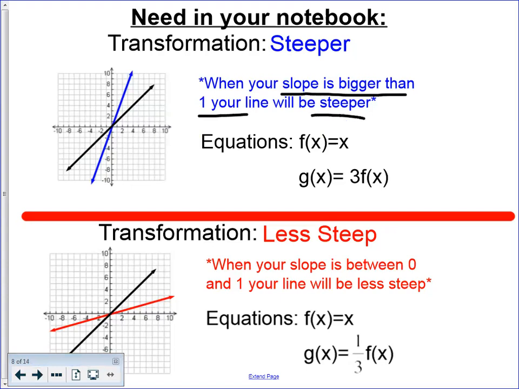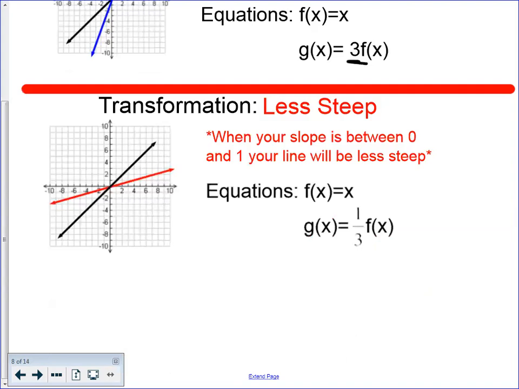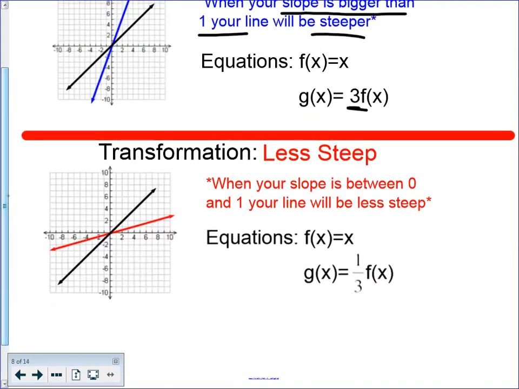So in my equation, if I have 3 f of x, that means that my slope is bigger than 1 and I am steeper. But on the other hand, if my slope is between 0 and 1, like this one here at 1/3, then my slope tells me that I'm going to be less steep.